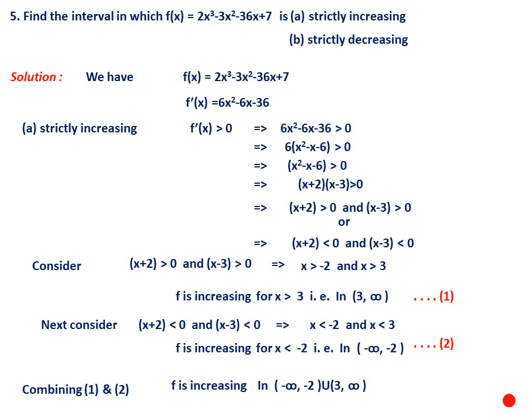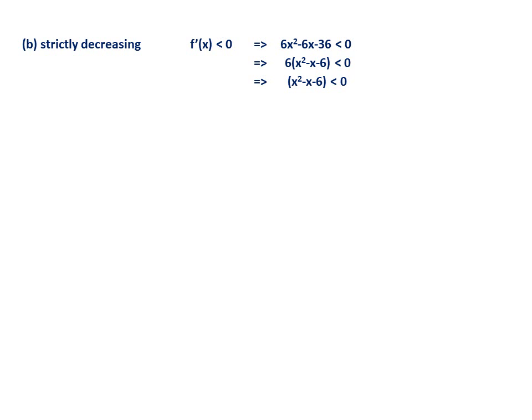Then we have to find whether it is decreasing. Strictly decreasing condition is what? f dash x is negative. That is 6x square minus 6x minus 36 negative. This implies 6 into x square minus x minus 6 is negative. This implies x square minus x minus 6 is negative. This implies x plus 2 into x minus 3 negative. Same thing, whatever we have done for the first part. Now we have to take two cases.